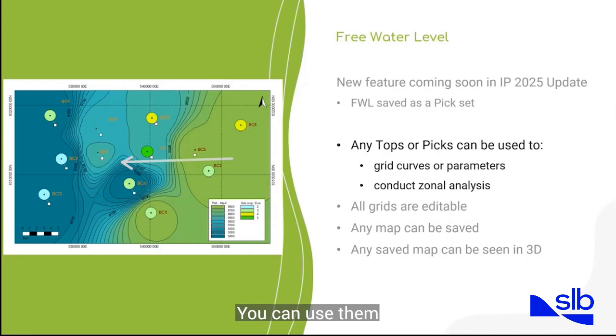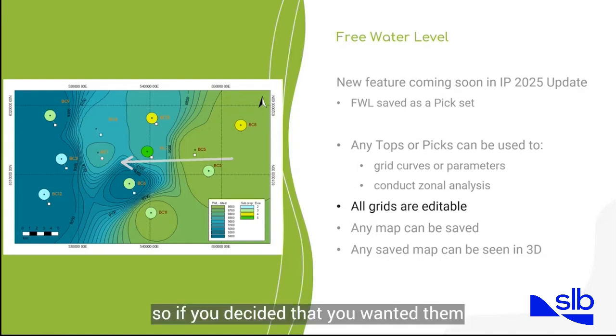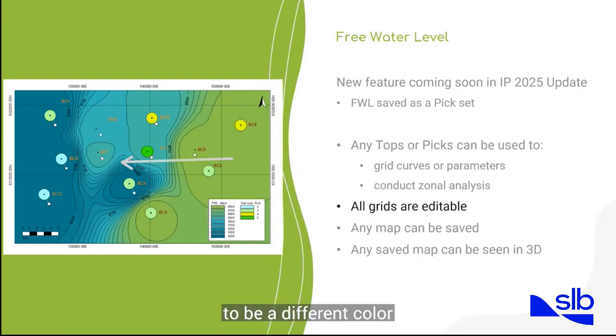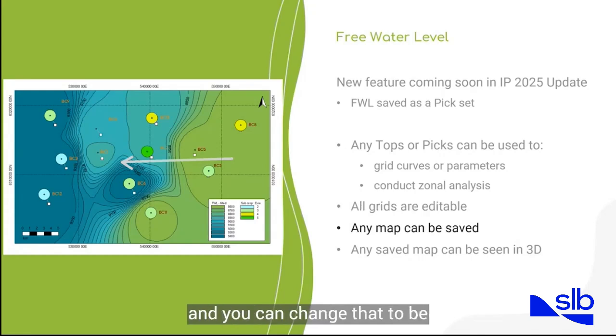The grids themselves can be used from parameters or curves or just tops, depending on the kind of grid you want to generate. They are all editable. So if you decided that you wanted them to be a different color or different shape, or have more contours or less contours, that property form is accessible and you can change it to be however you need it to look.